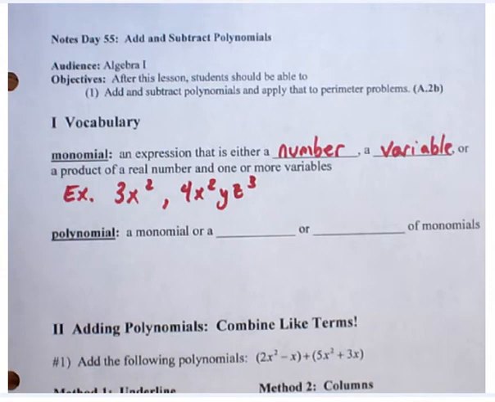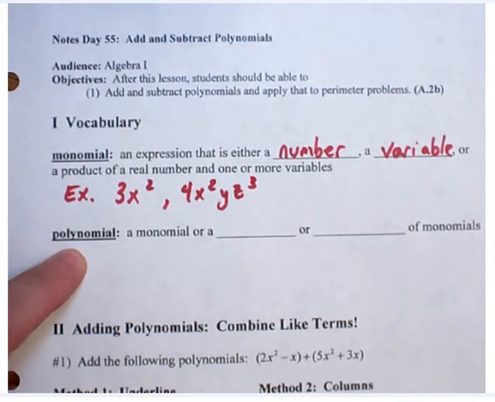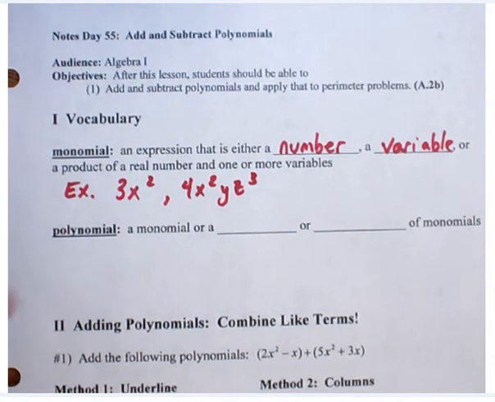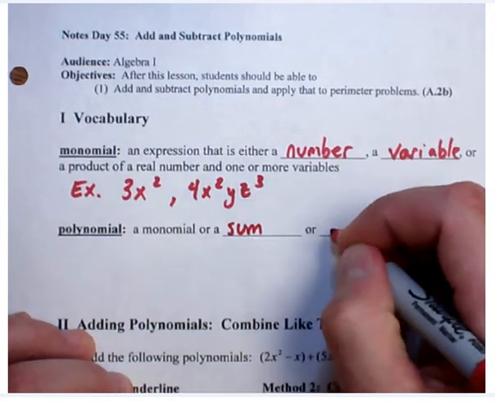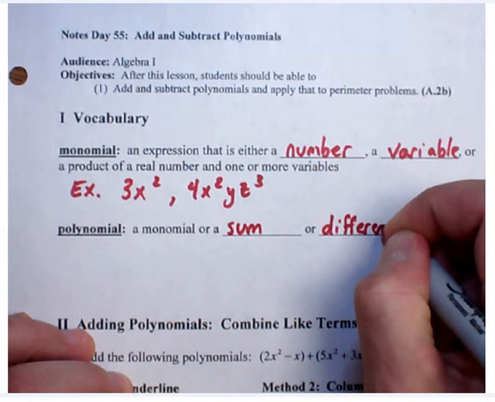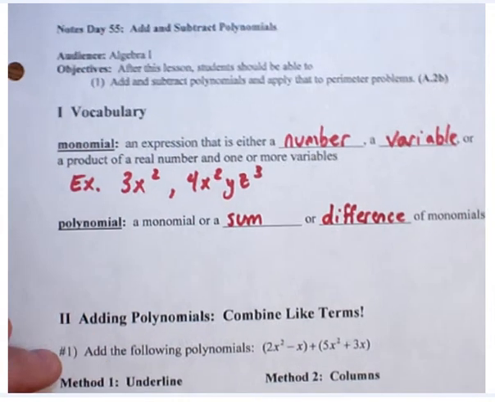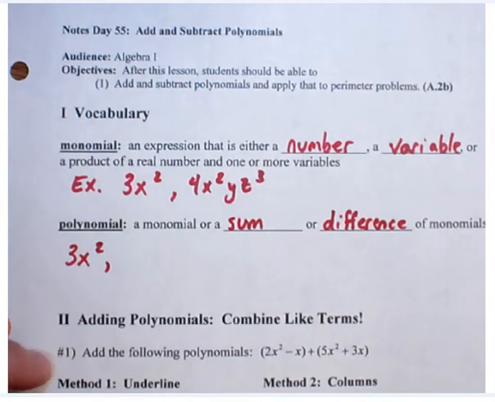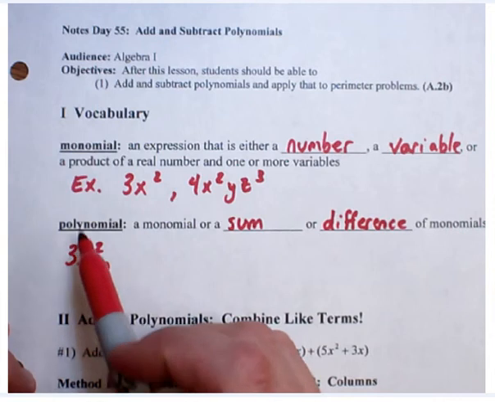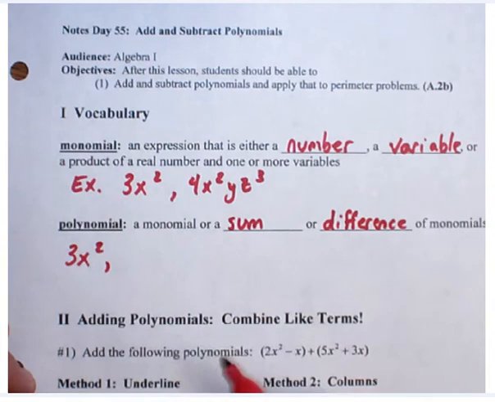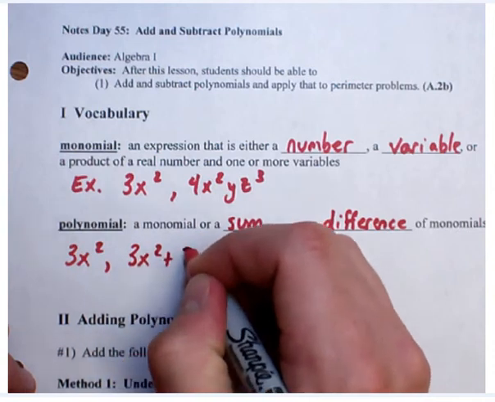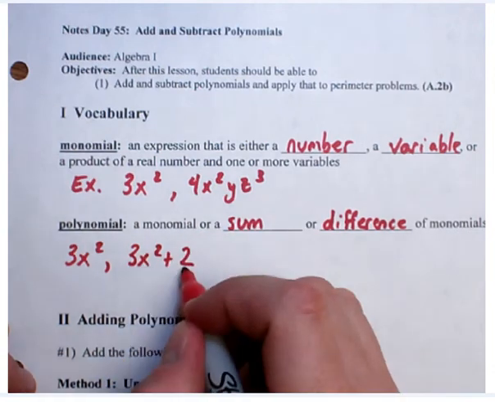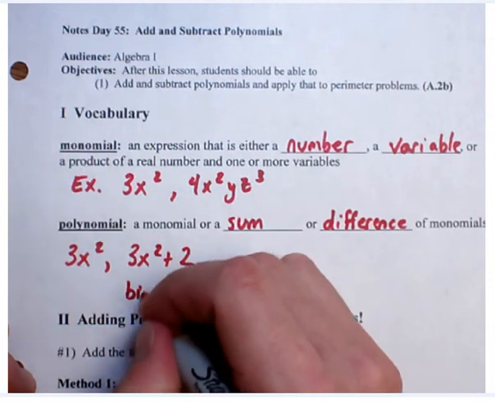Okay, so that's a monomial. Mono means one. Poly is many. So polynomial is basically many terms. So it's a monomial or a sum or difference of monomials. Okay, so for example, 3x squared is technically a polynomial. Now it's a special case where it's only one term, so we call it a monomial, but you could say it's a polynomial. We could also say 3x squared plus 2. That's a polynomial. Now notice there are two terms here, so we call this a binomial.